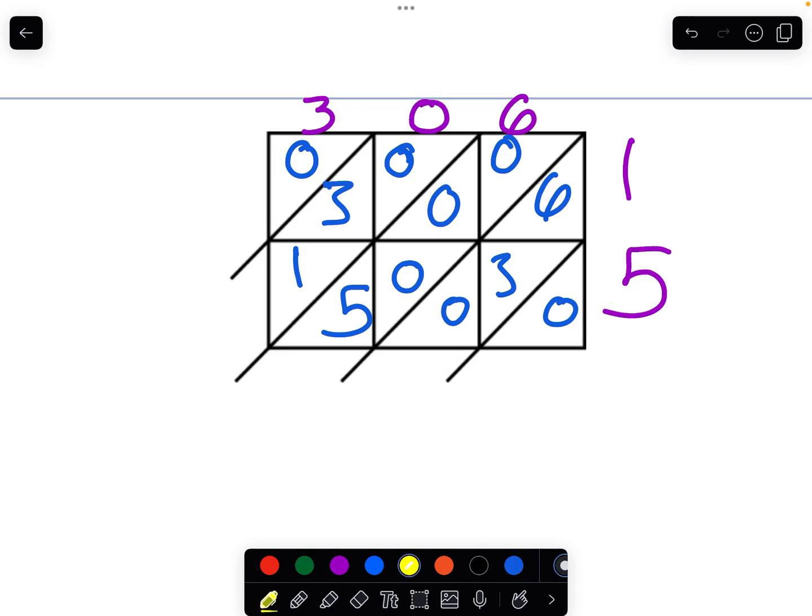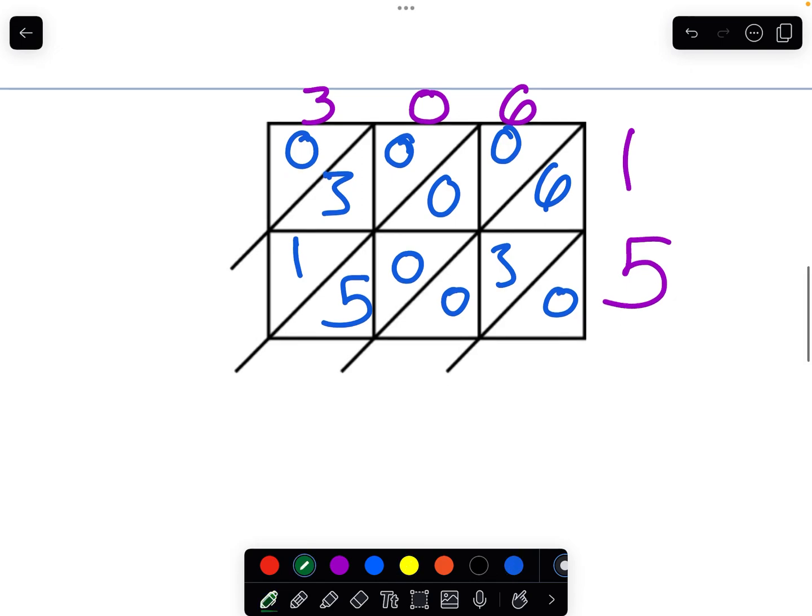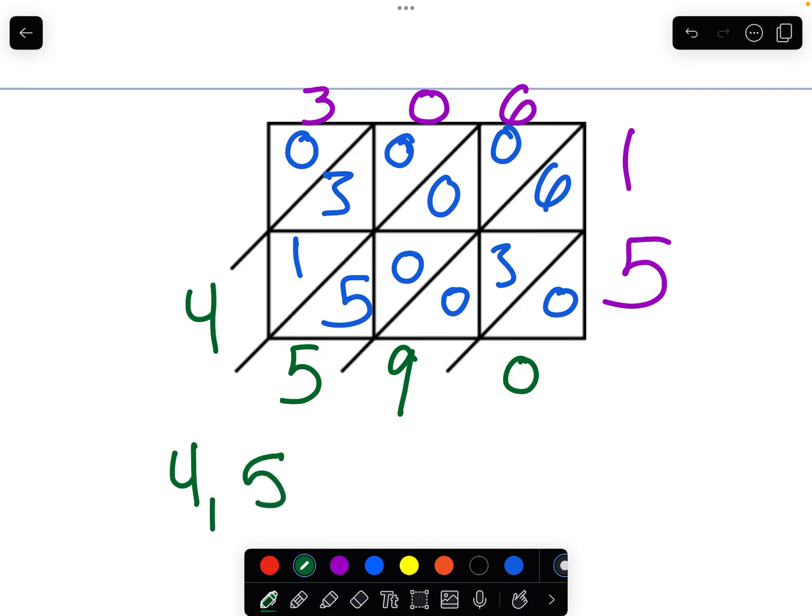Now I'm going to add it all up. Let's see. 0, 9, 5, 4. My answer is 4,590. Now, isn't that cool?